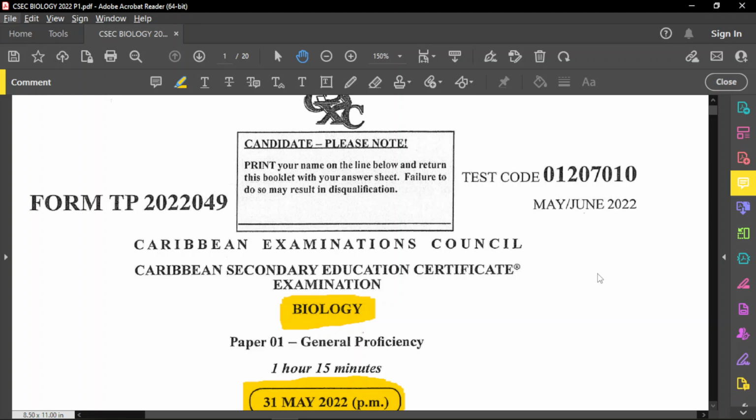Now today we're looking at a past paper for the CSEC biology examination from the year 2022. And this is a paper one review. Now I have already answered the questions to make it easier to go through. However, what is very important is that I'm going to give some explanations for some of the questions.